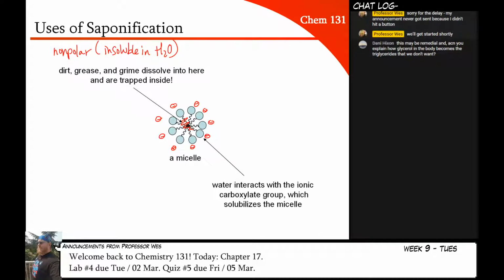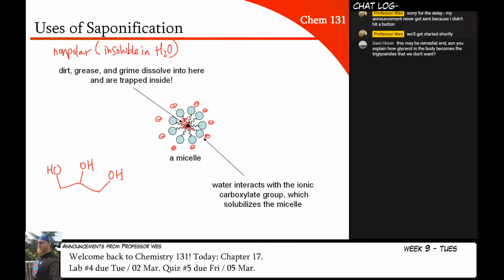Can I explain how glycerol in the body becomes the triglycerides that we don't want? Not very effectively. So let me draw a generic glycerol molecule here. Glycerol is sort of our template. Glycerol is just everywhere because it is the backbone of triglycerides. So you have it in your body because you have fat in your body, because fat is a necessary component for health. And other animals or plants that you consume also have it in them because they have triglycerides too.